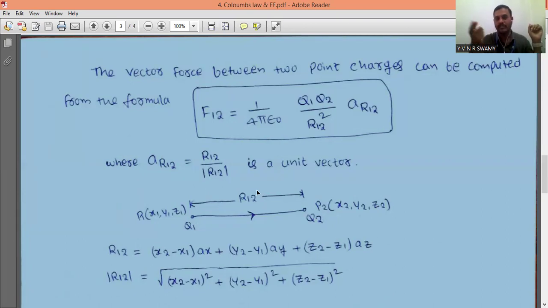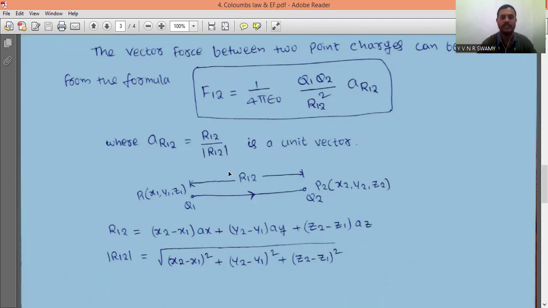Okay, so now we will write the force formula according to Coulomb's law: F12 = 1/(4πε0) × Q1Q2/R12² × a_R12, where a_R12 is a unit vector. What is a unit vector? A unit vector is a vector whose magnitude is unity. So a_R12 = R12/|R12|. It is a unit vector.